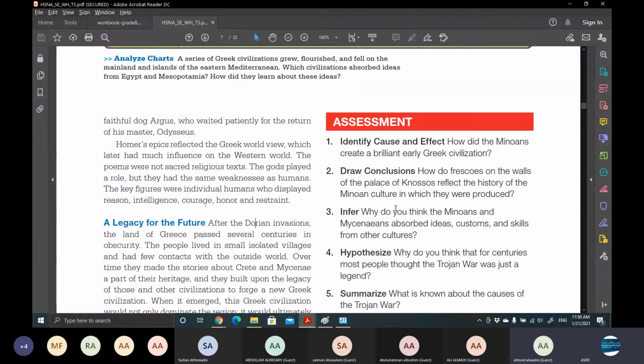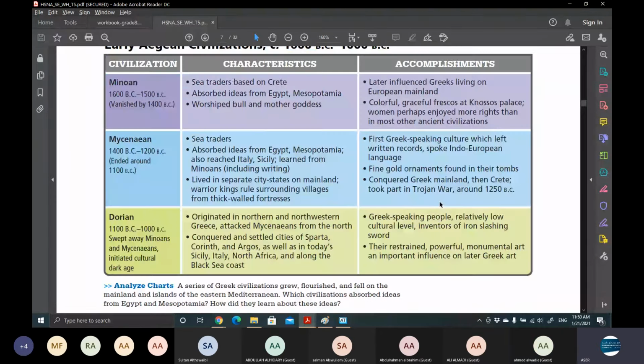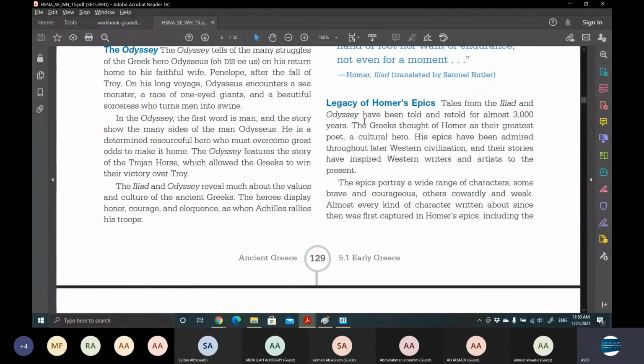Very good. So simply we are speaking today about the legacy of Homer's epics. We will start by mentioning both the tales of the Iliad and the Odyssey. The Iliad and Odyssey have been told and retold for almost 3,000 years orally until later they were written. The Greeks thought of Homer as their greatest poet.